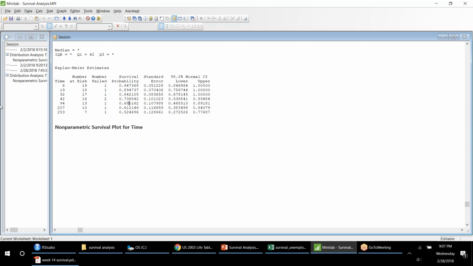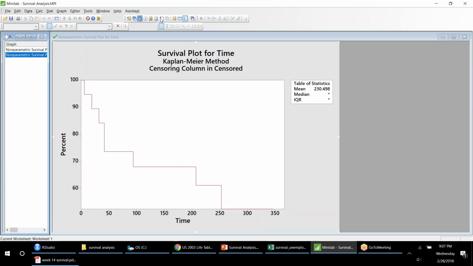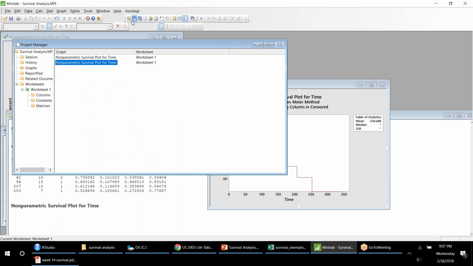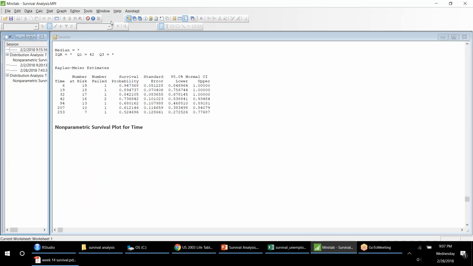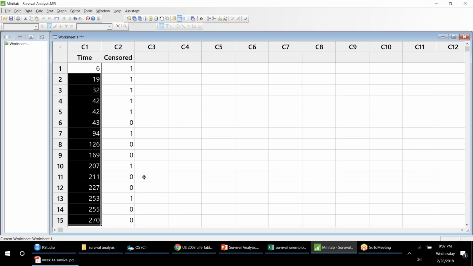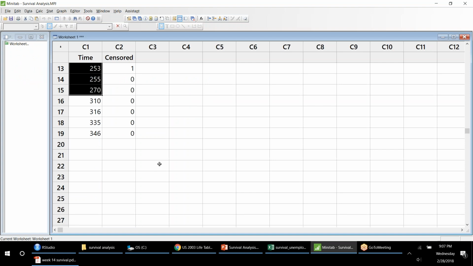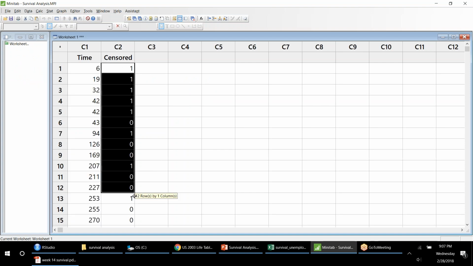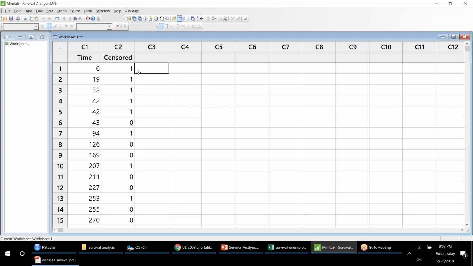That is the input data, right? Hari, that's the input data that we have. Okay, let me show the data set once again. See, if you see my data set, it is time duration, and censored data or non-censored data.